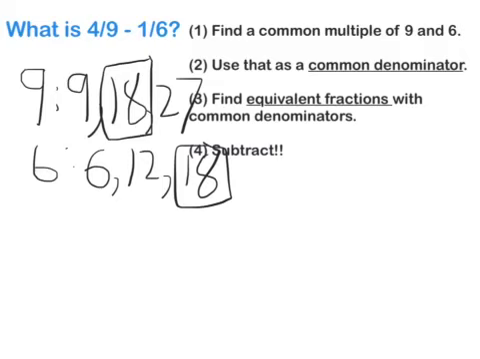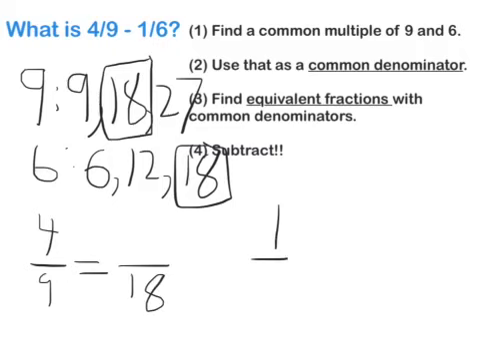So I've got 4/9, and I'm going to say that's equal to how many 18ths? And I've got 1/6, and that is equal to how many 18ths? So, looking here, 4/9. How many 18ths? Well, we've obviously multiplied our 9 times 2 to get from 9 to 18. So I'm going to do the same thing in my numerator to come up with an equivalent fraction. 4/9 is the same as 8/18.